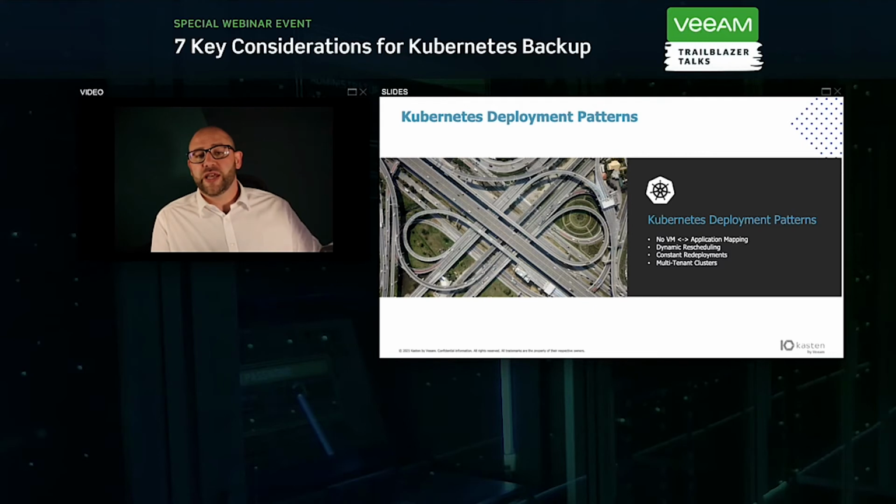We're no longer just looking at a virtual machine that needs to be made consistent. We're now looking at multiple pods or multiple artifacts that we need to think about, 100 different things or thousands of different things in some. So that changes. We have to think about that for one.